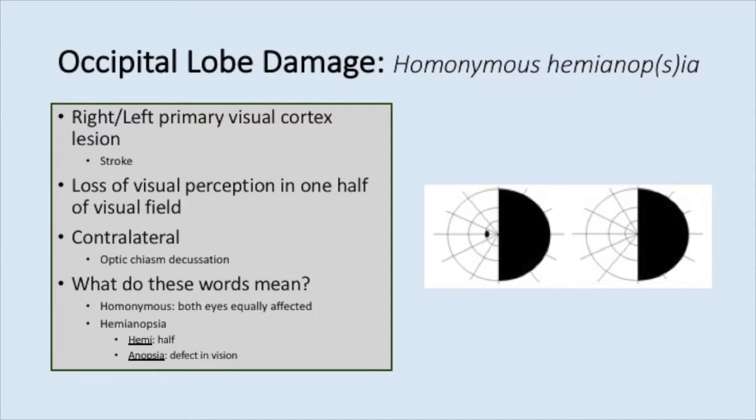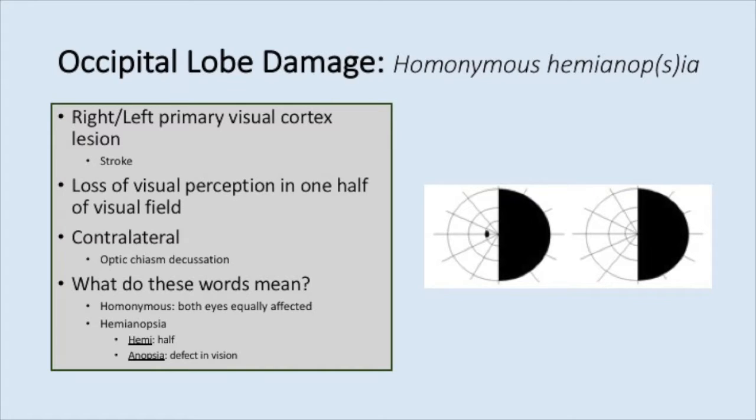So we've now reached our occipital lobe clinical correlation known as homonymous hemianopsia or homonymous hemianopia. Either are acceptable. And this condition is defined as a loss of visual perception in one half of the visual field.